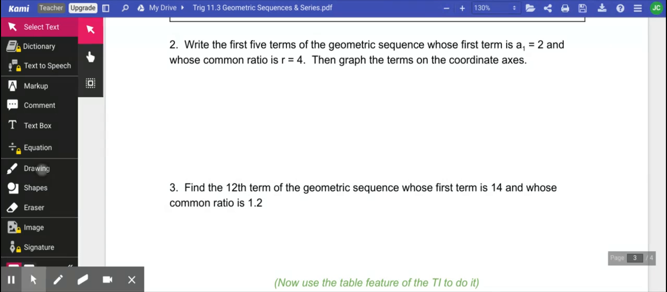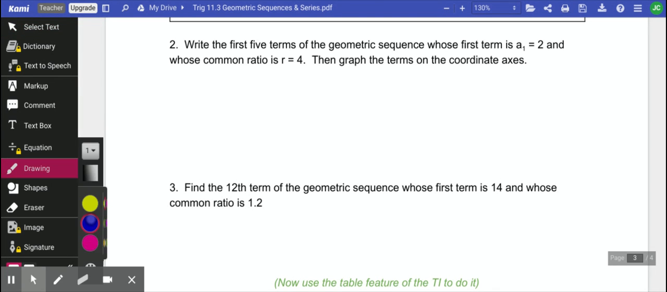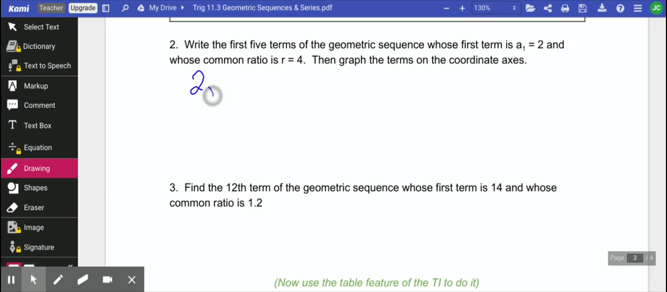All right, so we want to write the first 5 terms of a geometric sequence whose first term is 2 and common ratio is 4, and then we're going to graph those. So the first term is 2. The common ratio is 4, so we wanted the first 5 terms: 2, 3, 4, 5. To get to the next number, we're going to multiply by 4. And then we're going to multiply by 4. We're going to multiply by 4, and the numbers all of a sudden got really big. We're going to multiply by 4.